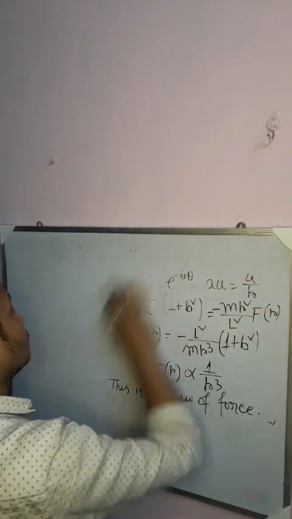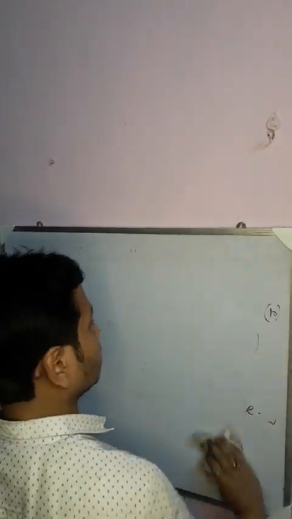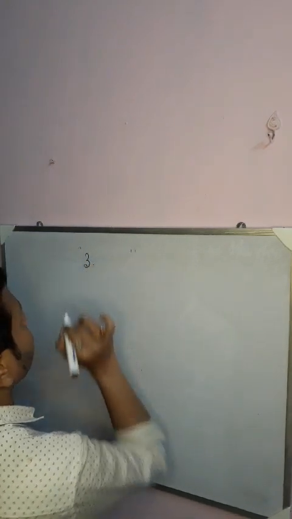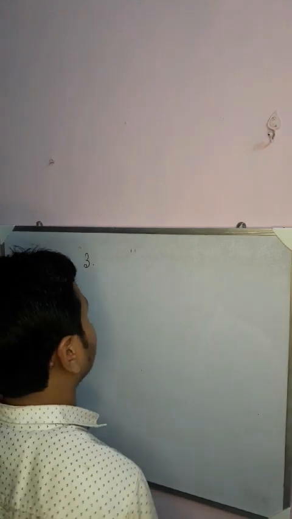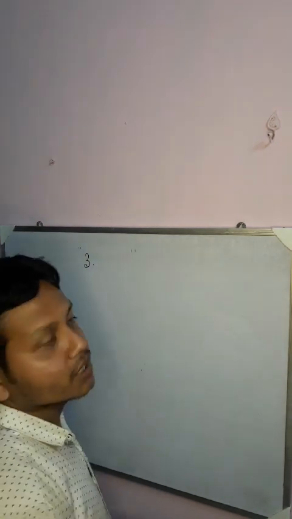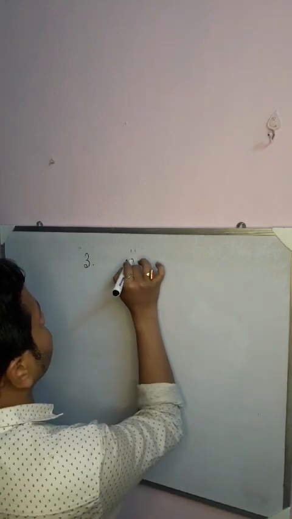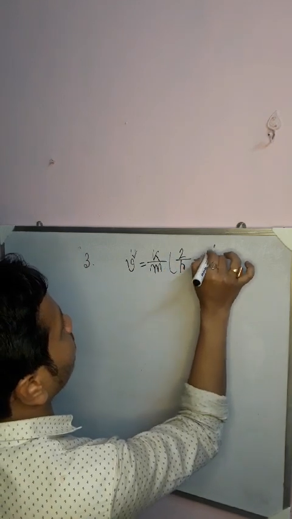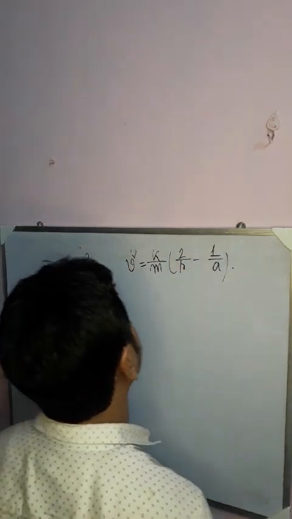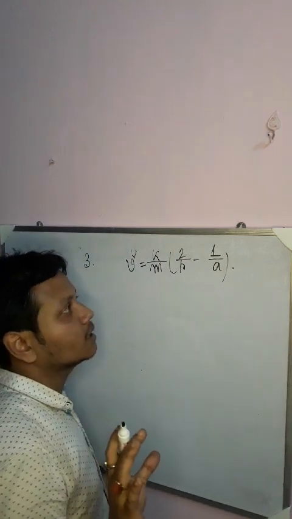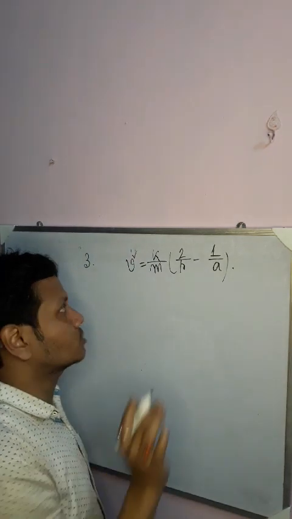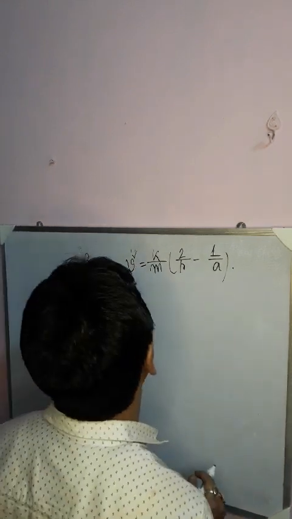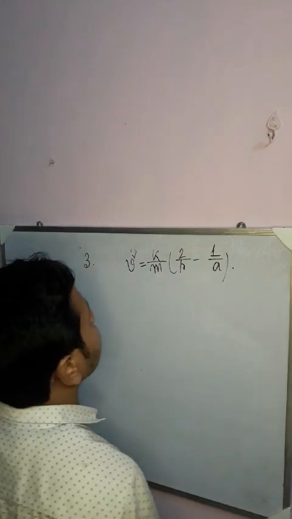Now let us move to the last numerical of today's lecture. Our third numerical is that a particle moves under the influence of an inverse square field. We have to show that its velocity can be written in this way: v² equals k by m into (2 by r minus 1 by a). So if a particle moves under the influence of an inverse square attractive force, its velocity can be written in this way, and this is also related to central force elliptical orbits.